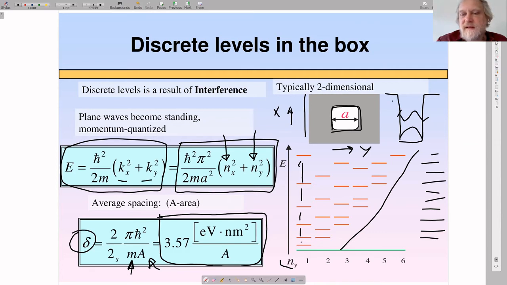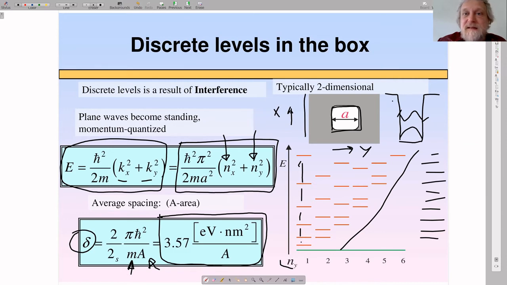So we understood the system of the levels. It's again standing waves, like we had in the waveguide. But now we don't have a transport direction. It's all confined.